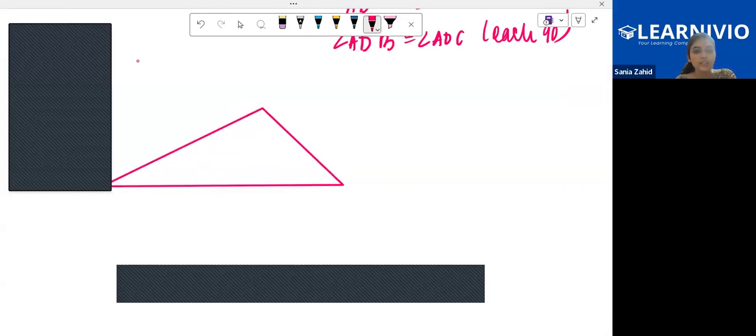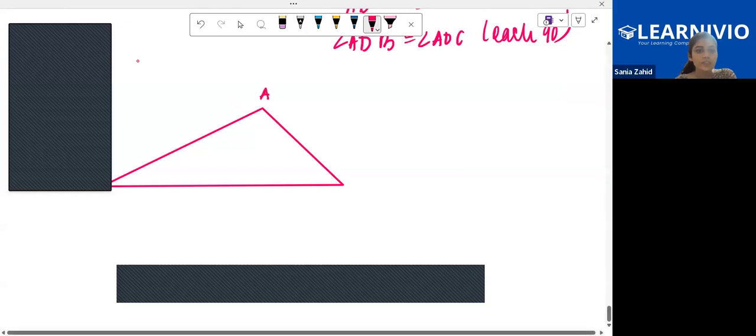So I say that this is A, B, and C. So this is angle A. Now, if I draw a perpendicular line from here, this line falls perpendicularly, but it is not the... see, this angle is smaller and this angle is bigger.